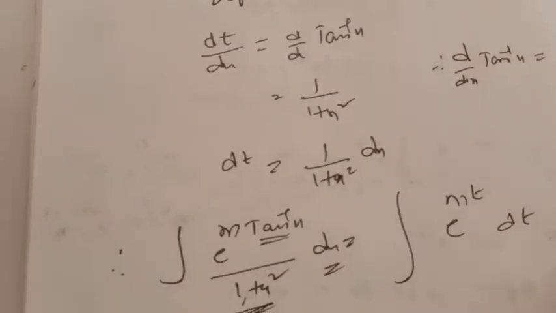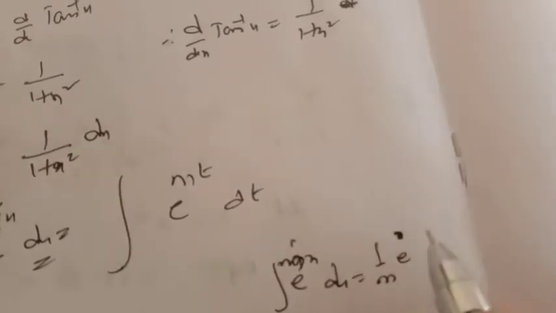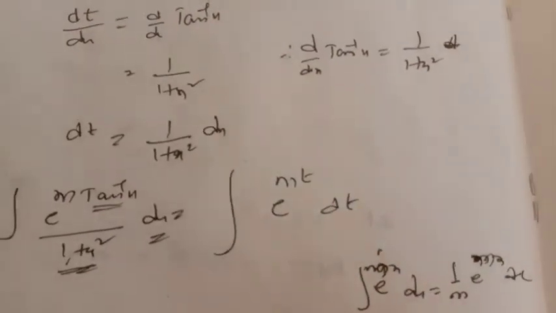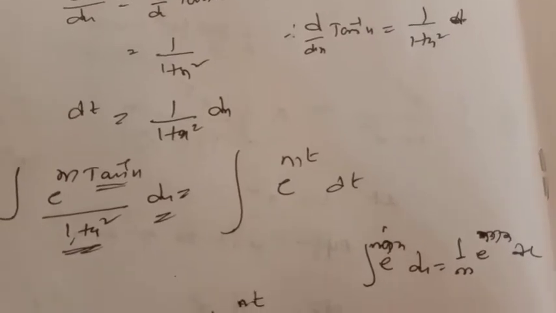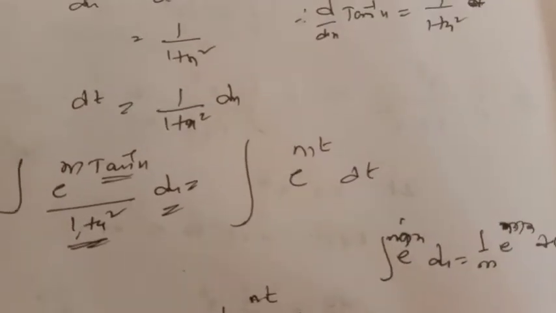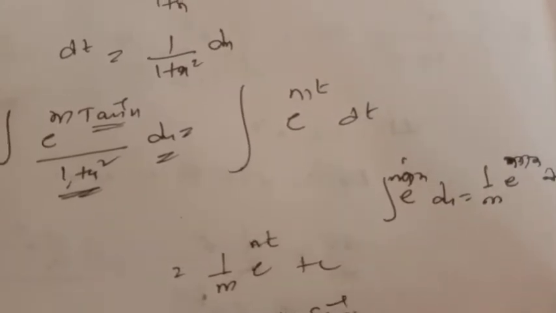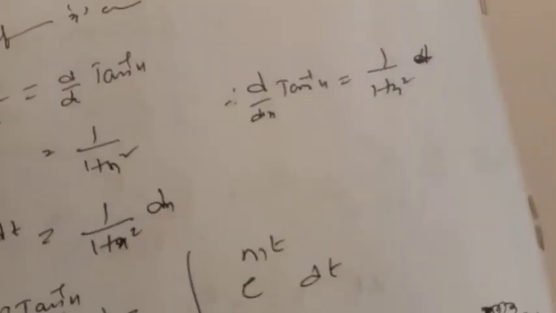Here we have the formula: integral e power mx dx equals 1 by m into e power mx plus c. That is 1 by m into e power mt plus c. Substitute the t value, we get 1 by m into e power m tan inverse x plus c. This is the answer of the problem.